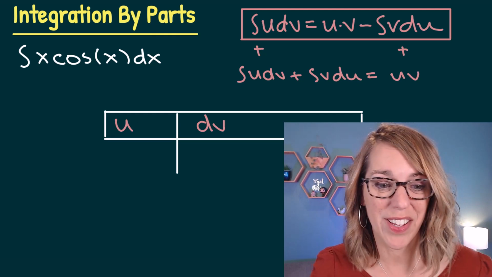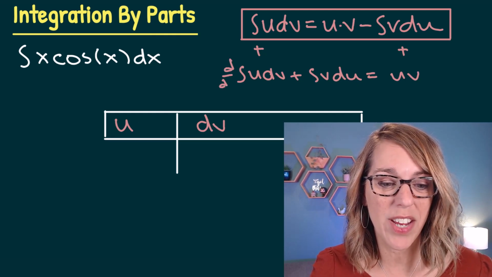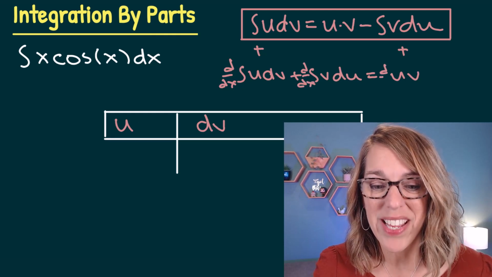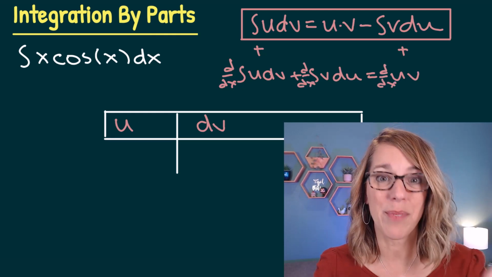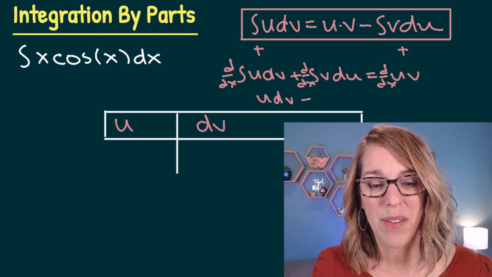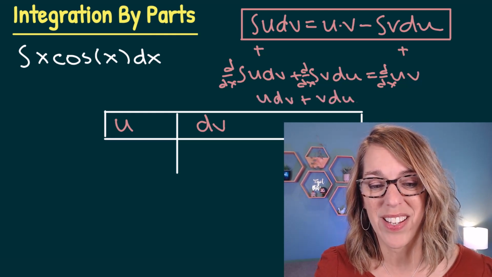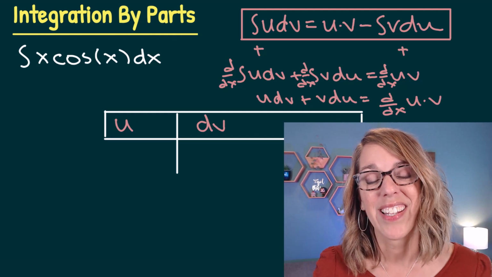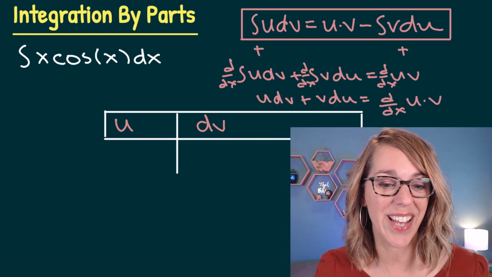Then I take the derivative throughout this equation, d dx on everybody, gives me my product rule. So my derivatives undo my integrals and I get u dv plus v du is equal to, there's the product rule, d dx of u times v. Let's go ahead and apply it to this example.